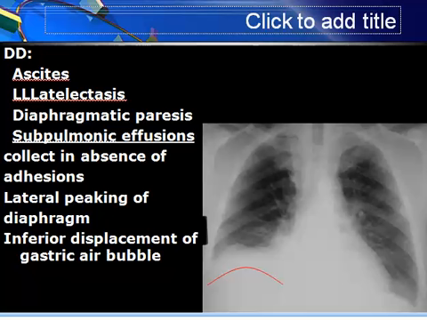So ascites can push the diaphragm up, as can lower lobe atelectasis, diaphragmatic paresis, and subpulmonic effusions. Subpulmonic effusion usually collects if there are no adhesions. We can find lateral peaking of the diaphragm with inferior displacement of the gastric bubble on the left side.